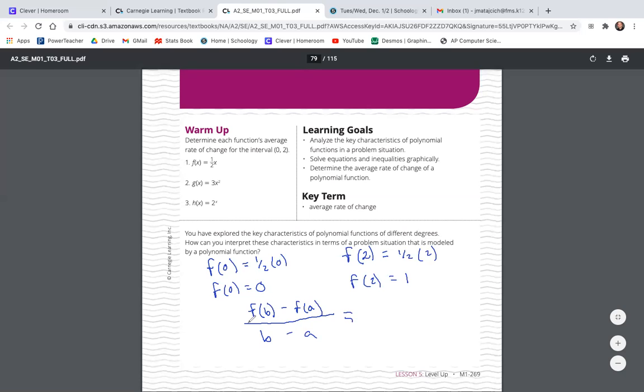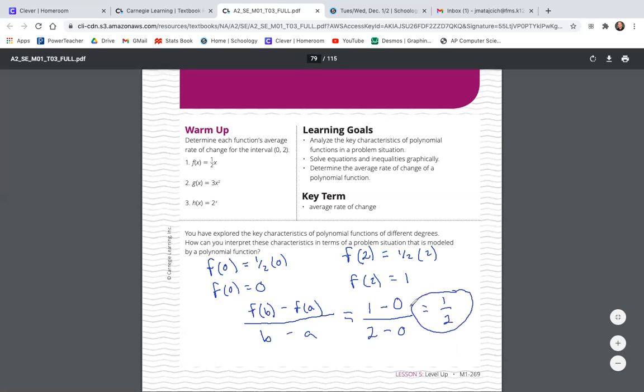Like f of b, f of the second output, the second thing that we calculated was 1. 1 minus the output from what we first plugged in. The output here is 0. That's all going to get divided by, so what is the actual value of a? What was the value of the first thing that we plugged in? And this is the value of b, the second thing that we plugged in. So we'll go 2 minus 0. 1 minus 0 for 1, 2 minus 0 for 2. There we go. Finally, we got the average rate of change.